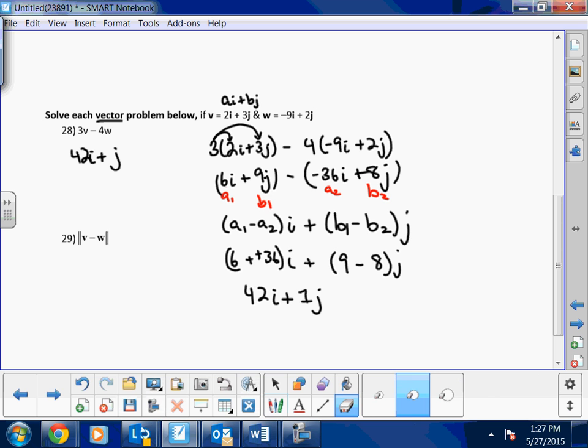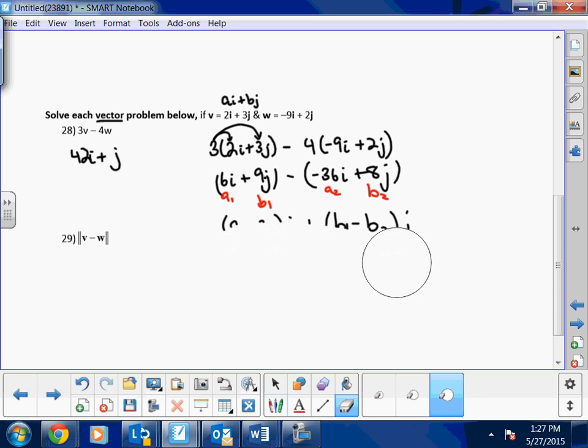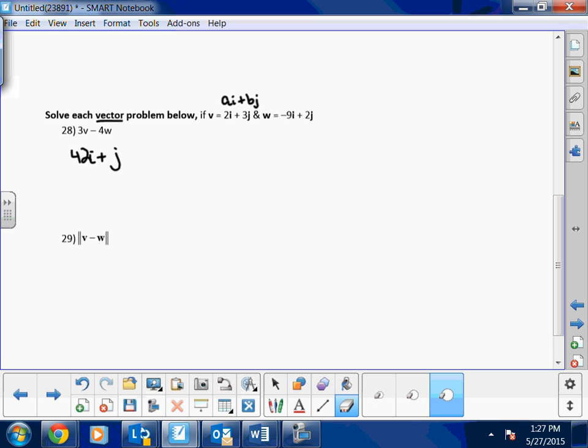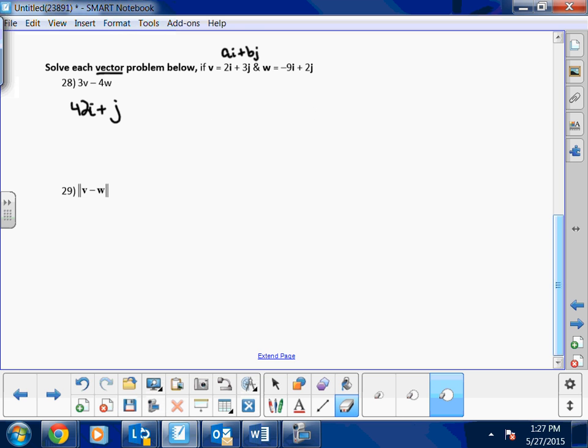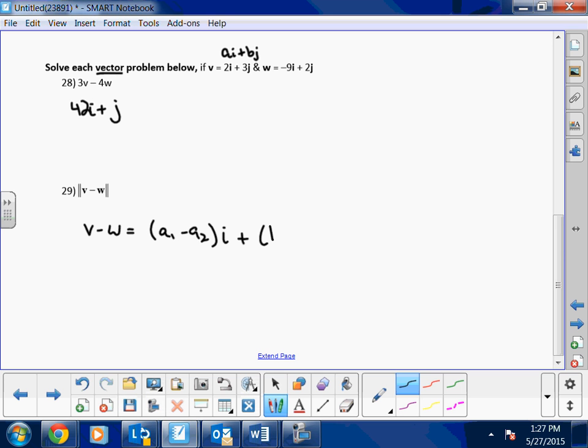Now, the next one wants us to go into magnitude. There is a formula for magnitude, and we're going to use it in this case. They want us to figure out the magnitude of v minus w. The first thing we're going to do is subtract both of these. Since we're doing v minus w, we get one single vector, still using the equation a1 minus a2 i plus b1 minus b2 j. We're going to use the same numeration, a1, a2, b1, b2, to achieve this answer.